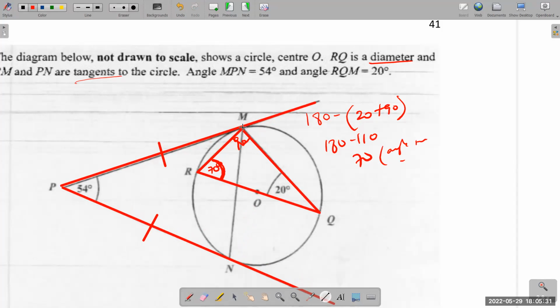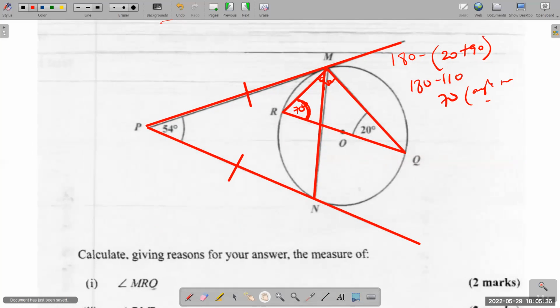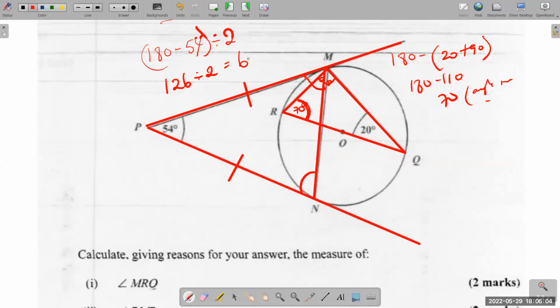So what type of triangle is that forming? That's an isosceles triangle. So that means that this angle here and this angle here are equal. So what do I do to find that? I say 180 minus 54 and divide that by 2. So what is that? That's 126 divided by 2. That's 63. Yes, 63. So I know here is 63. I know here is 63.